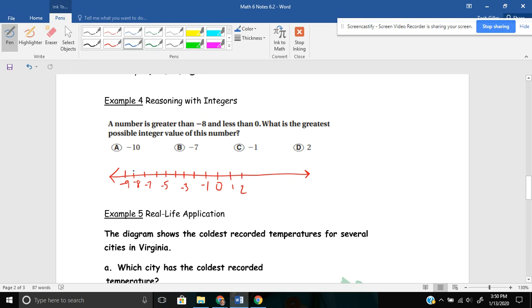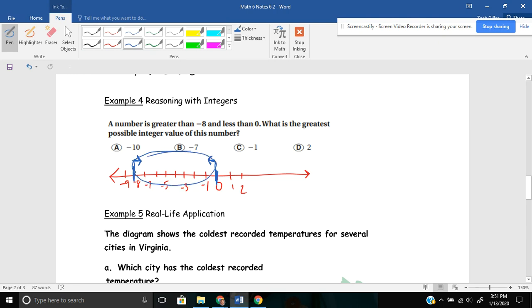Okay, it's greater than -8. So here's -8. It has to be to the right of this because it's greater than -8, and it's less than 0. So here's 0. It has to be to the left of that. So it has to be somewhere in this range. It says, what is the greatest possible integer value? So the biggest number, or in other words, the number that's furthest to the right in this set of data.